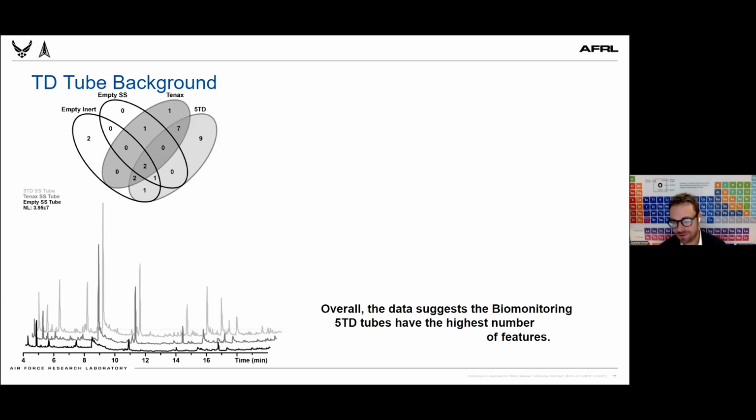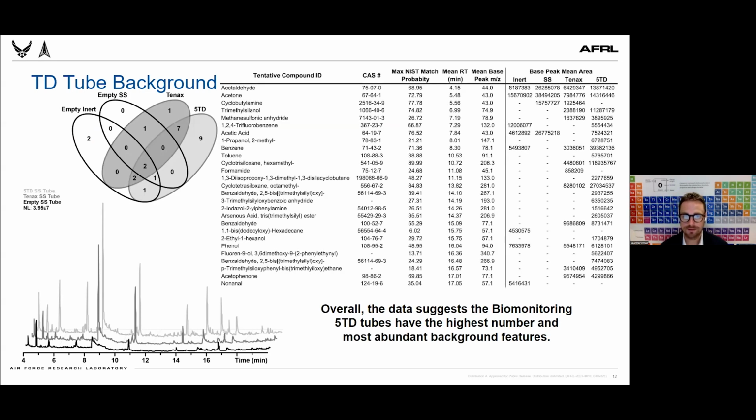So if you look at the tentatively ID compounds, you also find that the biomonitoring tubes with the dual bed actually have the most abundance of those background features as well compared to 10x and their tubes. And this kind of makes sense. You're grabbing a wider range of volatiles. So it's not really that shocking that this is the case, but we wanted to go through and see what it was.